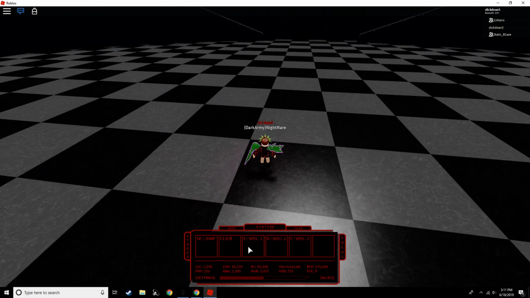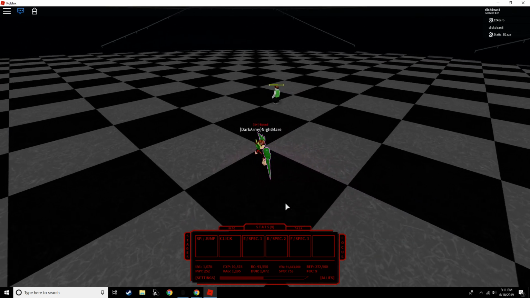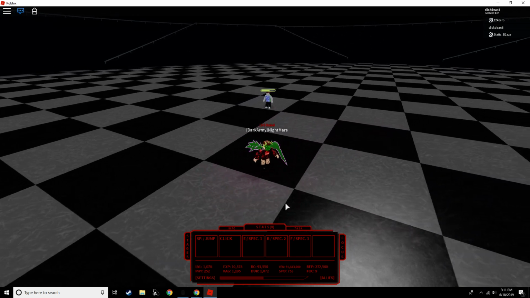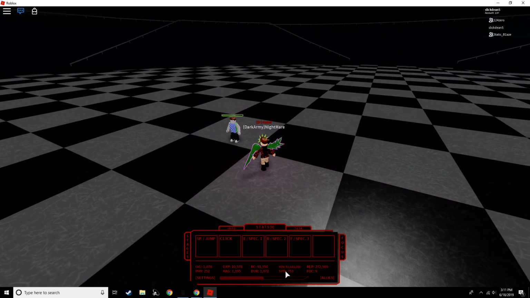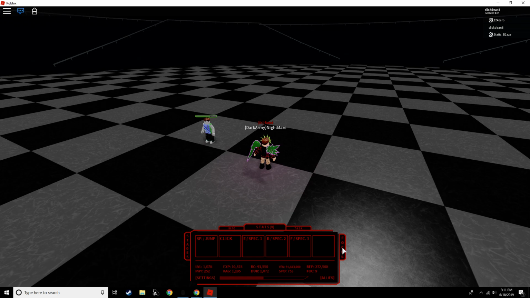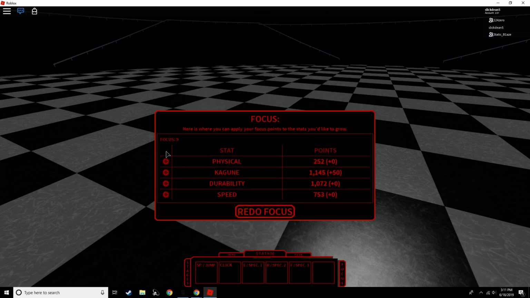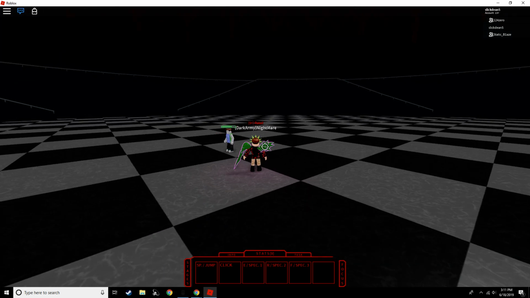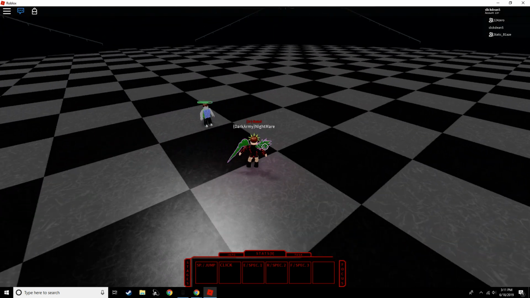I'm currently level 1078. I have physical 252, cogne, 1.2000 durability. Cogne and durability both 15. Everything else is zero. And then my durability is 1100, and then 800 speed. I don't think you need 800 speed though. I think you only need 250 speed, and I've seen so many people say you don't need more than 250, and then like 100 physical, because physical is your dash and punch.